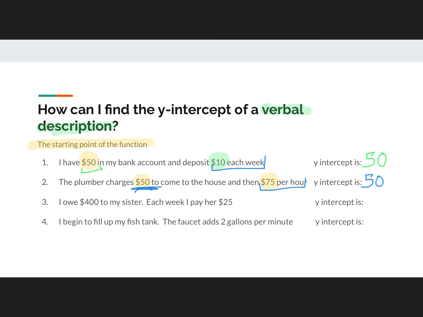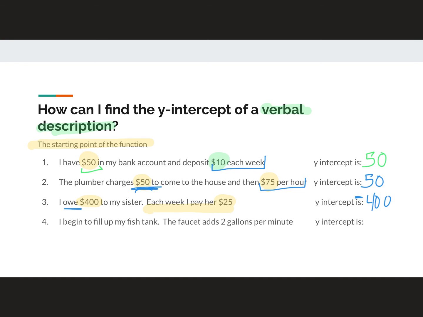Well, let's look at the next one. I owe $400 to my sister. Each week I pay her $25. Again, the second part, each week I pay her, is my rate. 400 is my y-intercept. And actually, I owe 400. So this is actually -400. I owe $400. I pay her $25. So we add $25 each time to lower our debt.